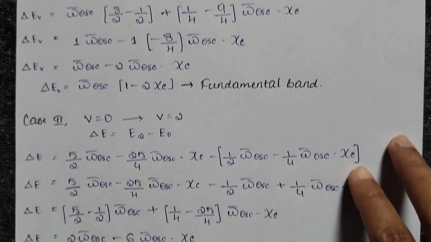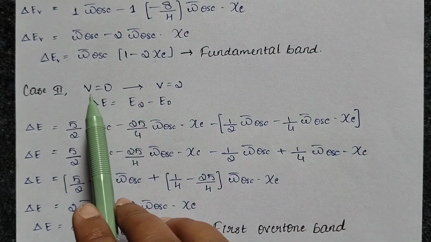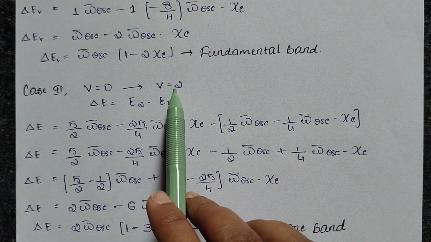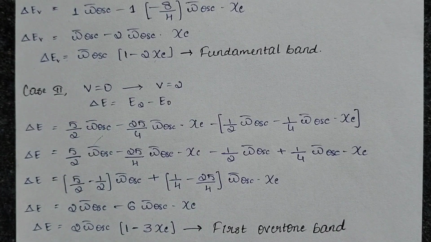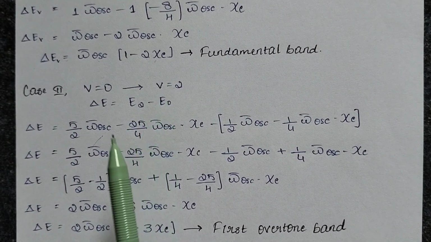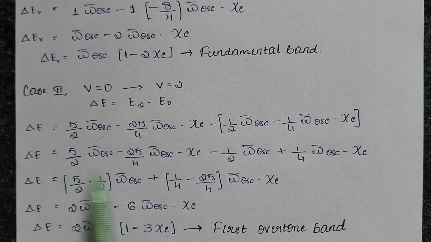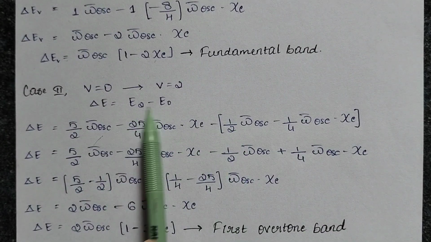Now if we see the second case, that is when the transition takes place from V is equal to 0 to V is equal to 2. So delta E, which is nothing but the difference in the energy level. To get this, we'll write E2 minus E0. So similar to case 1 where we have substituted the value of E1 and E0, here also we'll consider the value of E2 and E0.